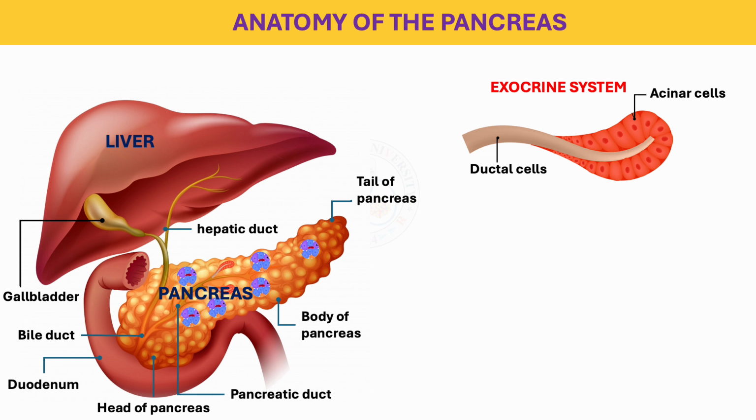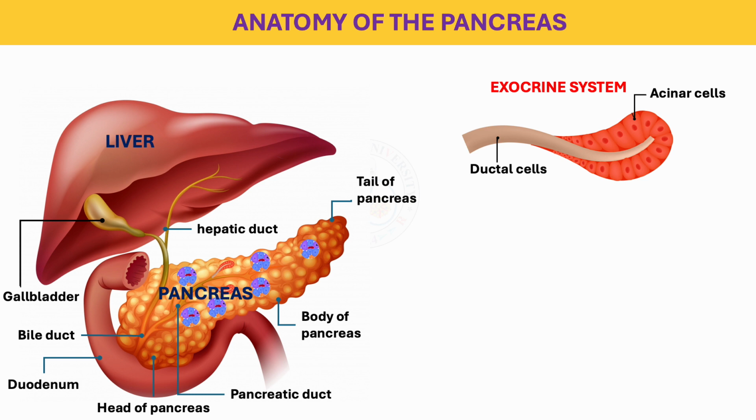Acinar cells are also called the primary secretory cells of the pancreas. These produce enzymes including protease, lipase and amylase, which are involved in the breakdown of proteins, fats and carbohydrates. And another type of cells are the ductal cells.